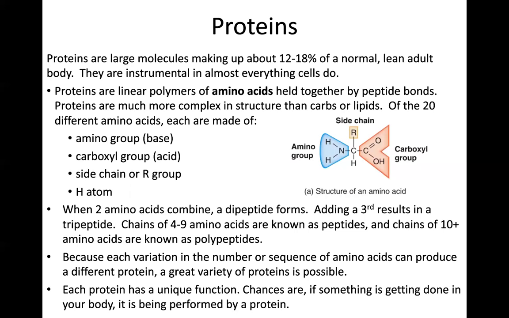If you move letters in a word, does the word change? Absolutely. If you move amino acids in a protein, it changes. So because each variation, the number or sequence of amino acids, can produce a different protein, a great variety of proteins is possible. In other words, proteins are like words. There's a heck of a lot that can be formed because you just put things together differently, just like you do with letters to make different words. And what's amazing is each protein has a unique function. And as I've already mentioned, chances are if something's getting done in your body, it's performed by a protein.